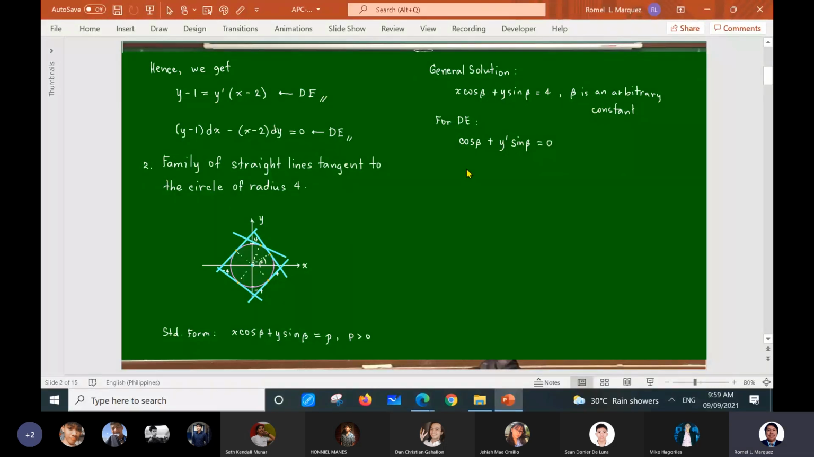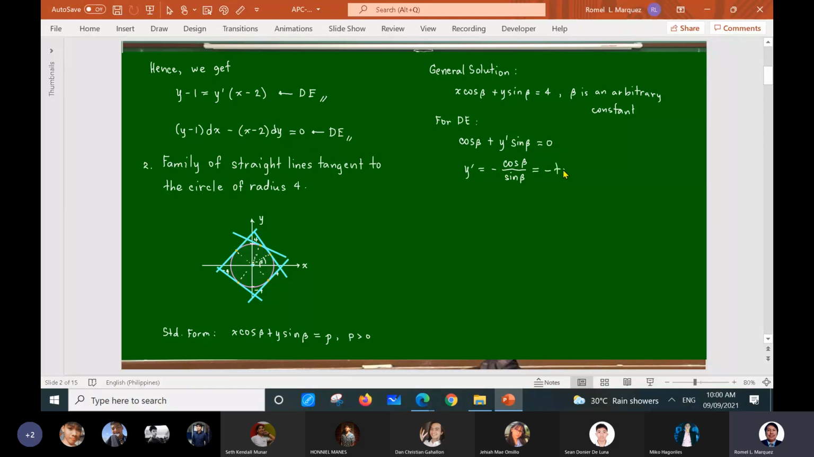Solving for y prime, we get what? This is already the derivative, but unfortunately, there is still the arbitrary constant. So let's eliminate beta from here, together with the general solution. So cosine beta, negative now, and then we divide that by sine. And this is equal to what, guys?